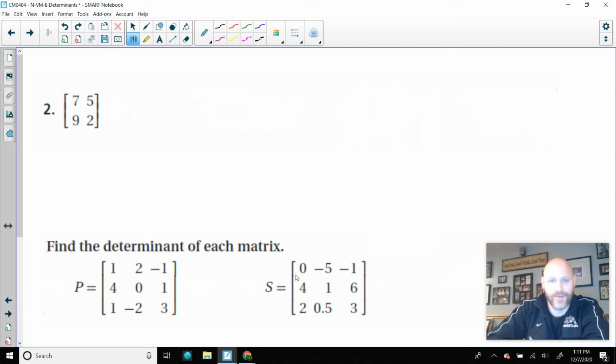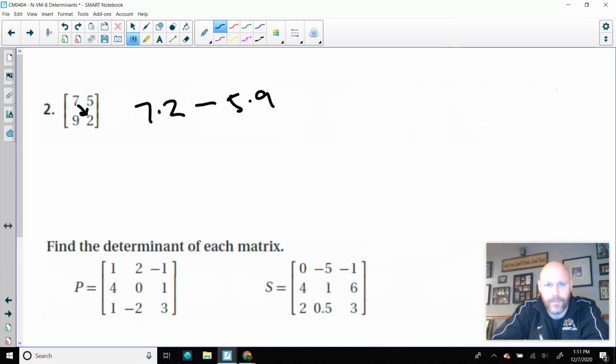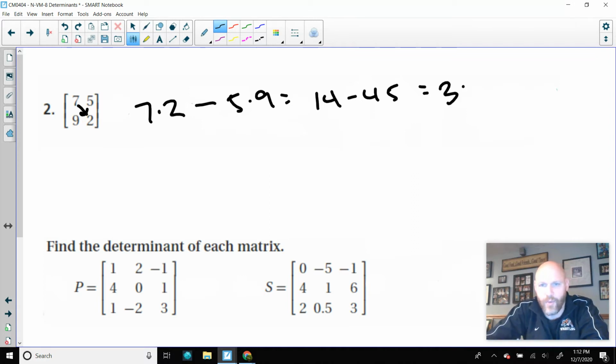All right, let's go ahead and do a couple more practice problems. For this next one, we're taking a look at a 2 by 2. It's 7 times 2, right? And now we're going to go backwards, so we're going to subtract 5 times 9. This is going to be 14 minus 45, which is going to give us 31, I believe.